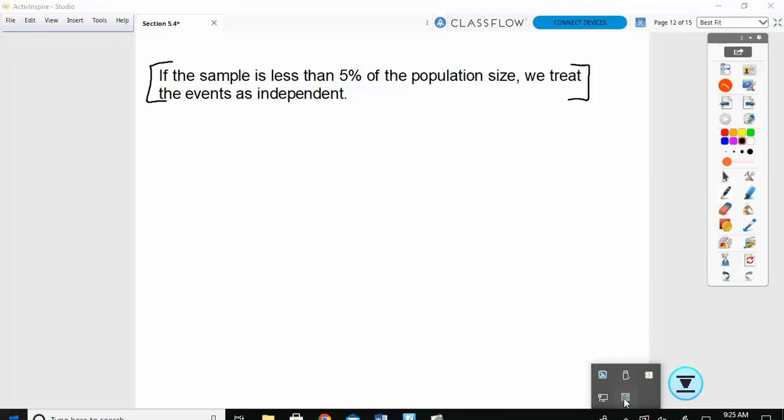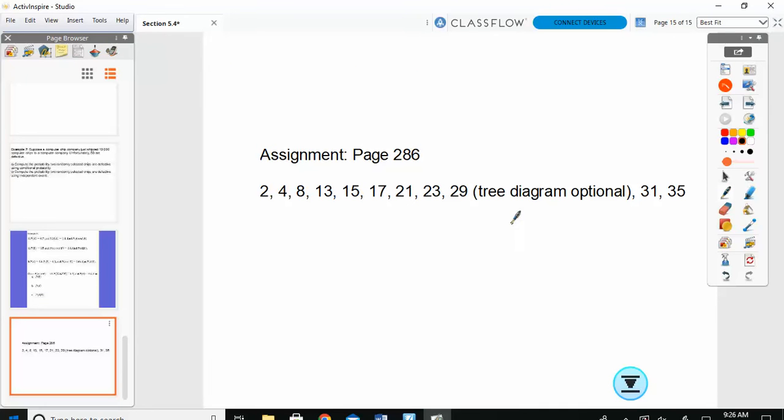Reviewing. 29 says you have to draw a tree diagram. You do not have to do that. It's totally up to you if it helps you.